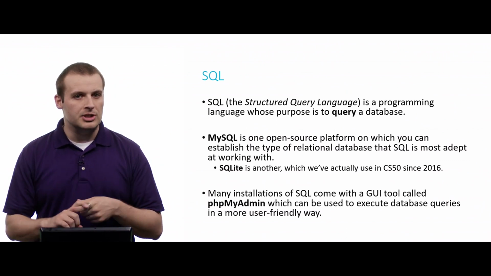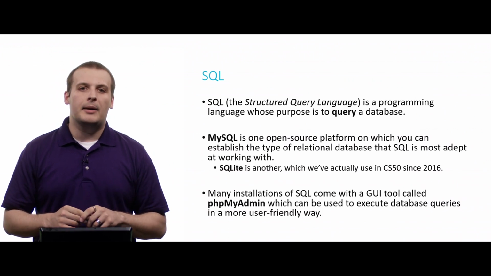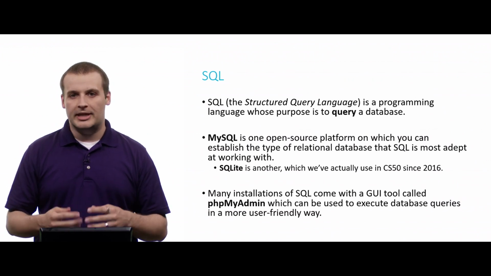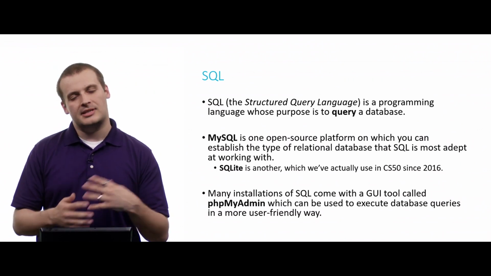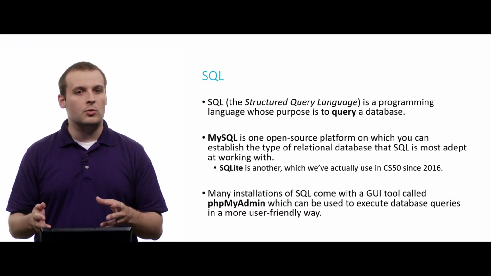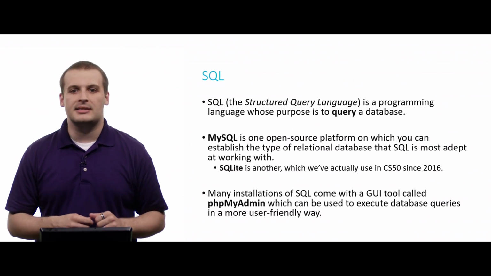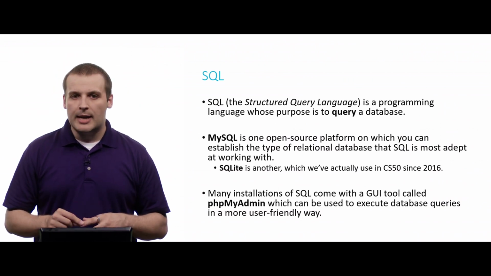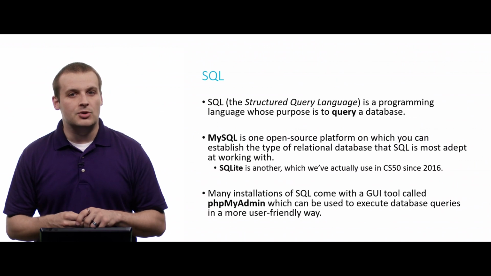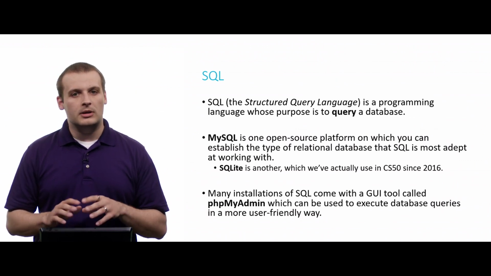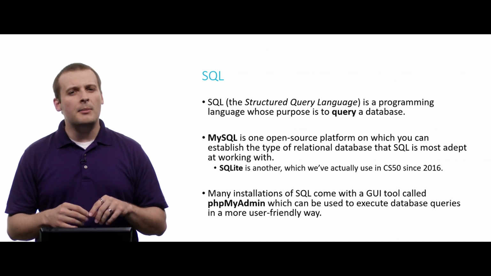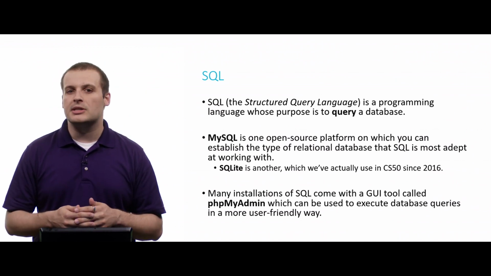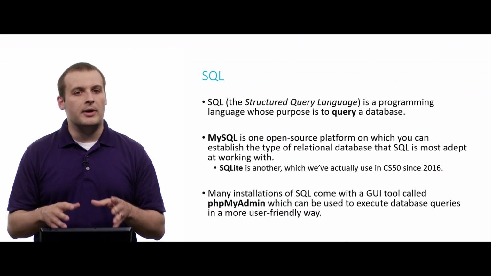We have MySQL, which is an open source platform, and it is very commonly used to establish relational databases. We're not going to get into a lot of detail in this video about what a relational database is versus other types of database, but just know that there are more than one type, and we cover relational databases in this course. Another type, which we actually have used in CS50 since 2016, is SQLite, which has a very similar feature set to MySQL. But it's just a little more lightweight. It's a little easier to use on CS50 IDE, and so that's why we're actually going to be using that one in the class.